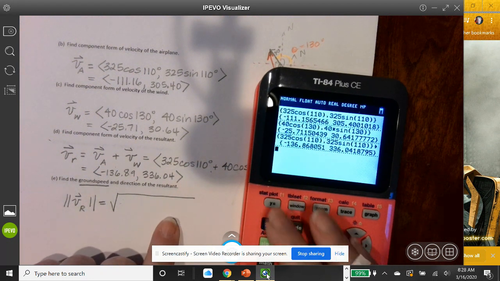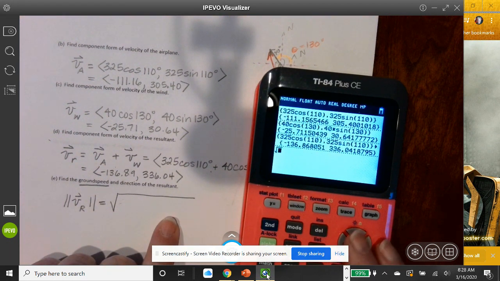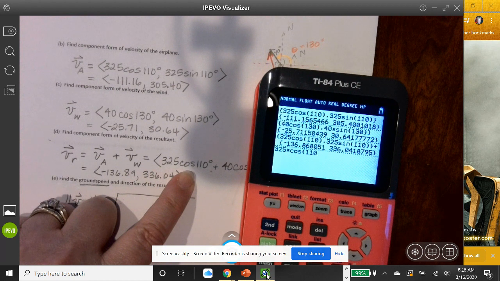oftentimes, we're going to go second square root. I'm going to hop up here and see if I can get some of these numbers. Nope, it's not letting me get them. All right. Well, clear. Let's do this. I'm going to save as alpha A the 325 times the cosine of 110 plus 40 times the cosine of 130. And I'm going to store that, stow alpha A.